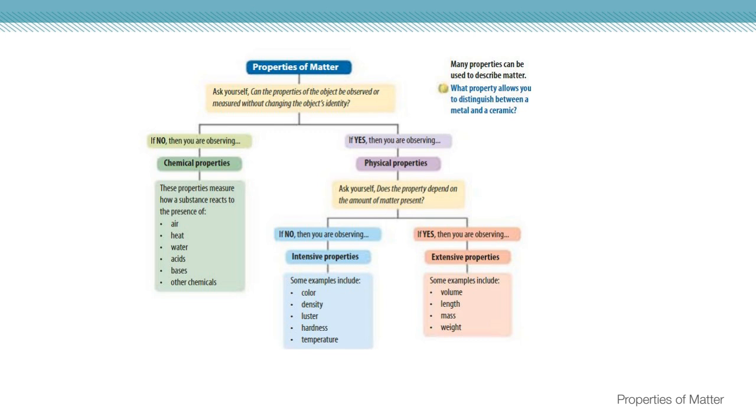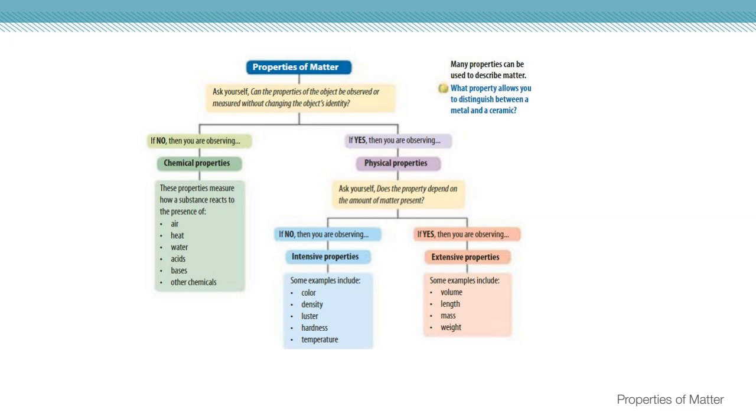So here's just a table that you have in your book that I thought was helpful for us to look at together. Basically, when you're looking at a property and you're trying to determine if it's a chemical or physical property, this is a flow chart to help you get started. First thing, can you observe this property without changing the composition, without forming any new substance? If the answer is no, and you have to form something else, you're just going to go down to chemical properties.